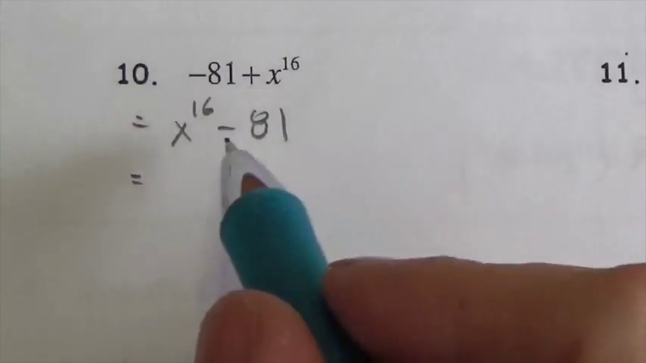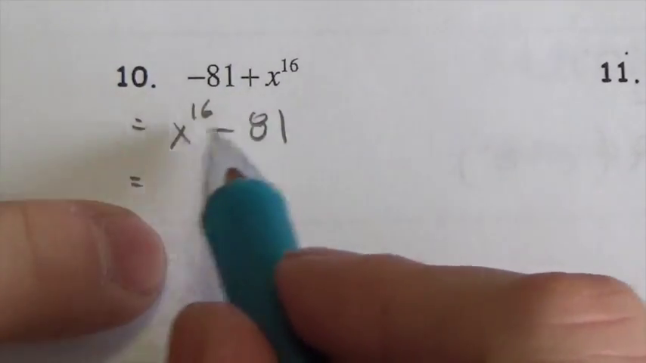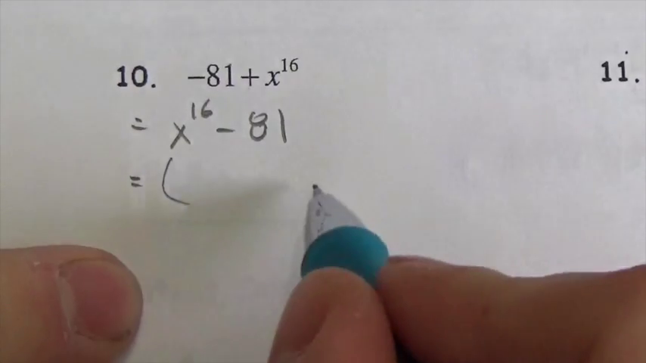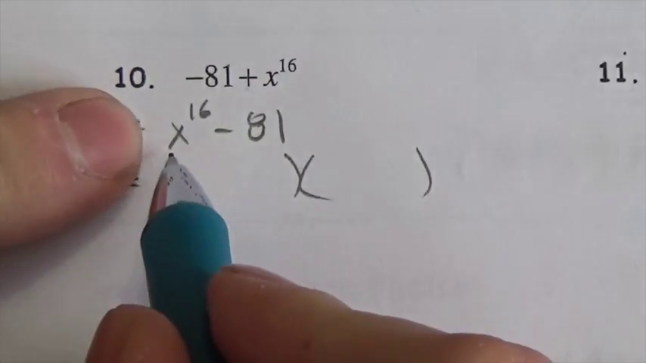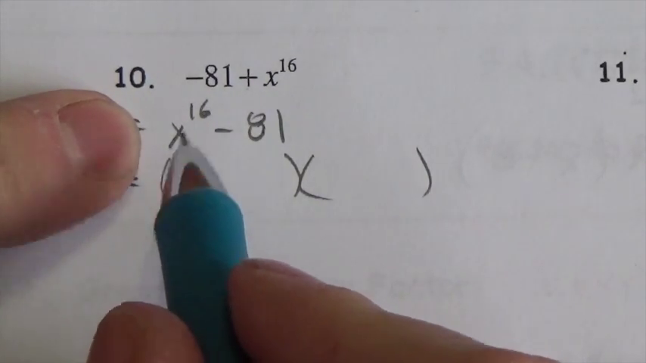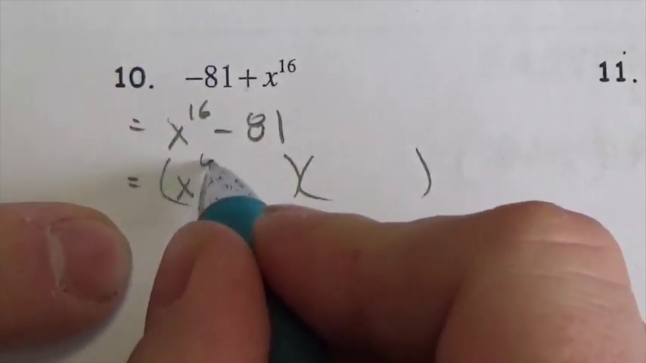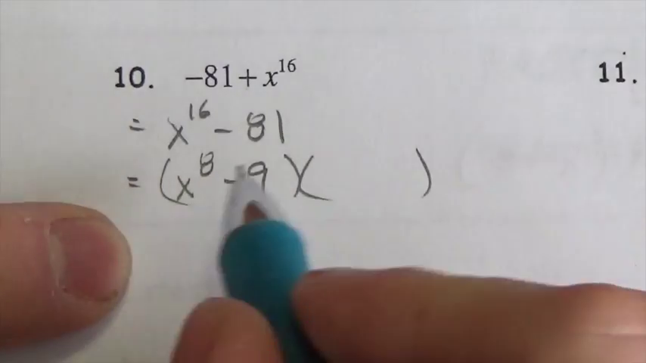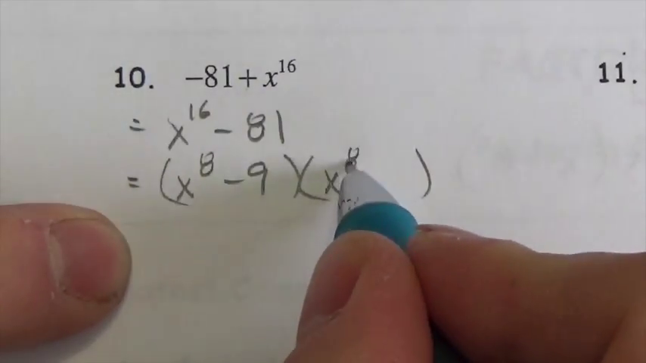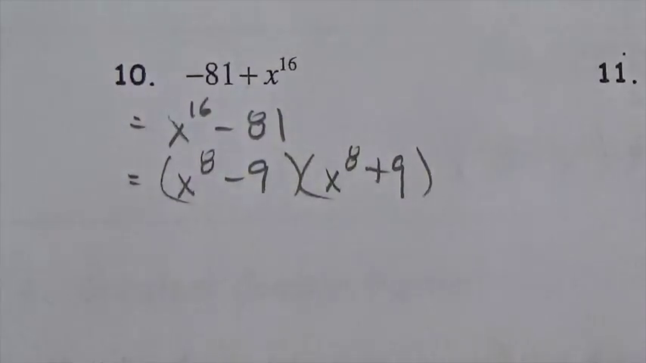Now, can I take the square root of these two terms? Well, the square root of 81 is 9. That's fine. Can I take the square root of x to the 16? Yes, and I can do that because 16 is divisible by 2. So this becomes x to the 8th minus 9. Take the square root of both terms, x to the 8th plus 9.